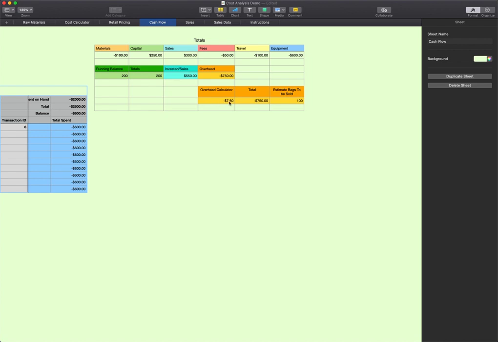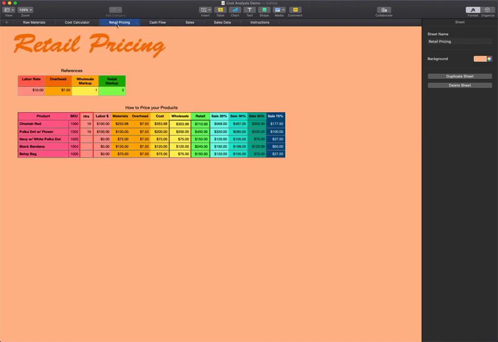So overhead then, we are going to try to divide by 100 bags sold. We don't know how many bags we're going to sell this year. It's our first year starting out, so that's our goal. And then as you go in the future years, you'll know how many bags you'll want to estimate, and then your overhead will be divided by that amount. And so here we have $7.50 for every bag is what we need to charge as overhead. And then that will automatically populate in your overhead box and retail pricing.